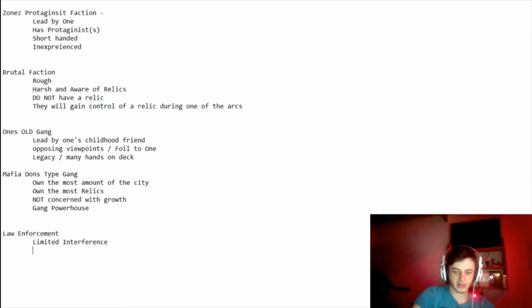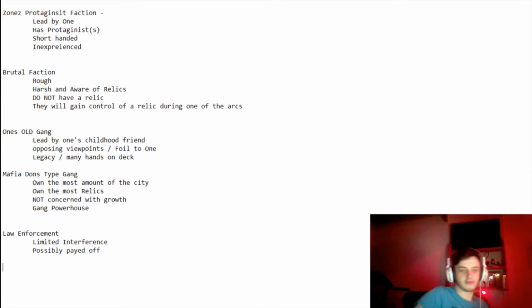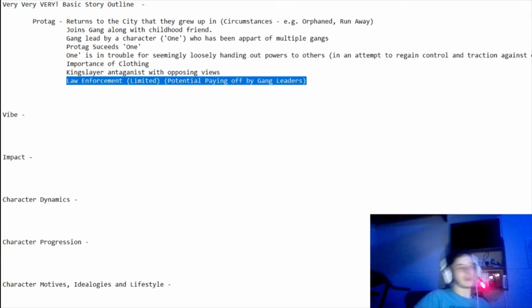What else were we gonna say about the law enforcement? That they could be paid off. This is all we need for factions for the moment. We can look into creating more unique factions in the future if we need them. These will be the most plot relevant ones, the 5 of these. But it's good to have a bunch of smaller gangs around, because it can create more interesting side characters, just having a more full world, I guess.